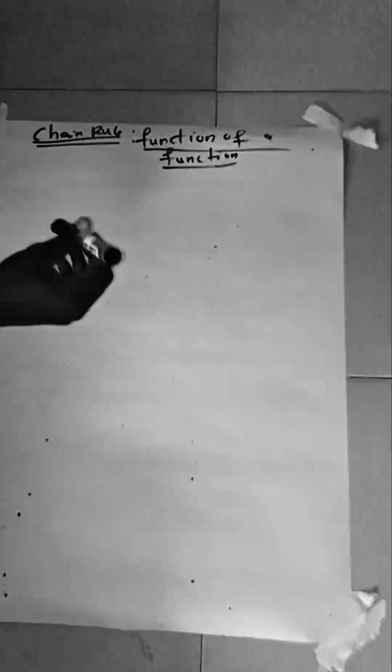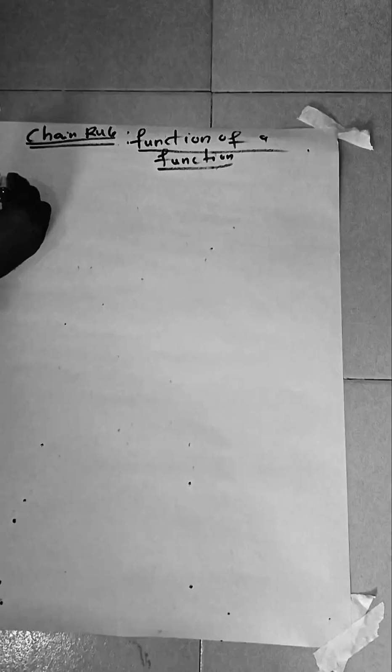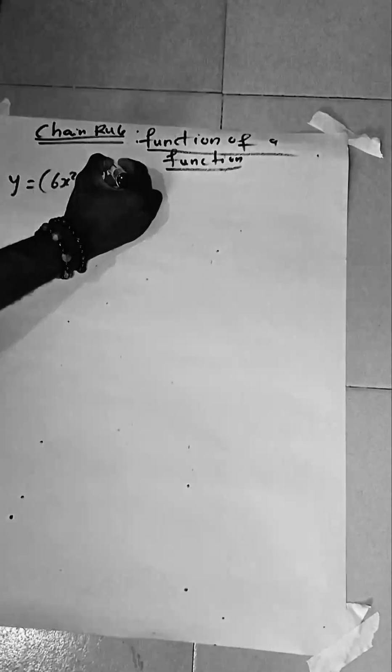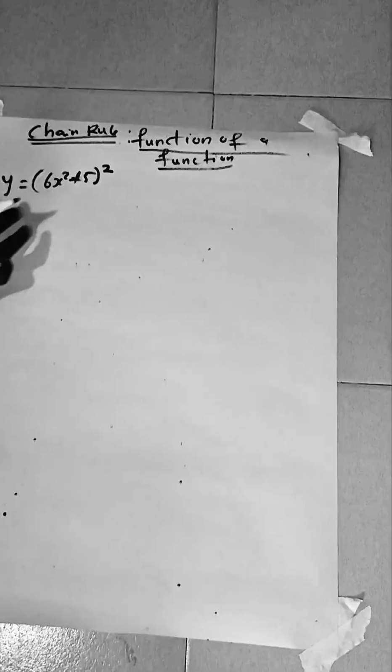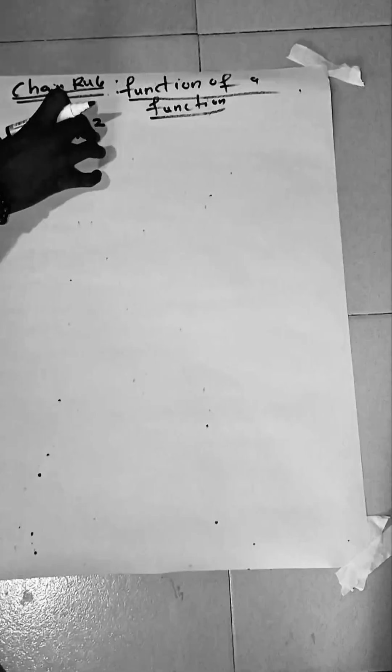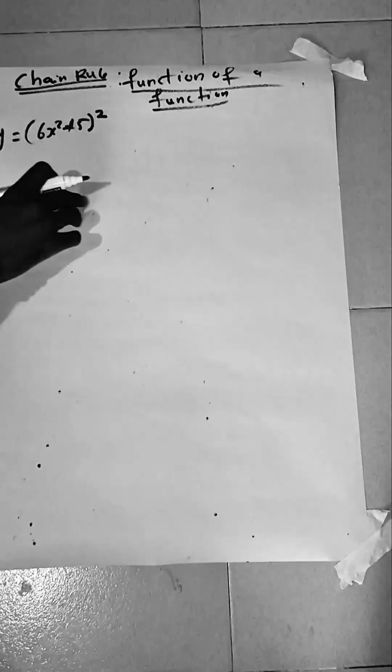We use the chain rule when you have a function inside of a function. First, let's say we have something like y equals 6x squared plus 5. Now this is a function on its own. Then it's inside another function raised to the power 2. So they typically come in this type of order. When you have a function y equals 6x squared plus 5, that's a function on its own, and inside another function, all raised to the power 2. So how do we solve functions like this?